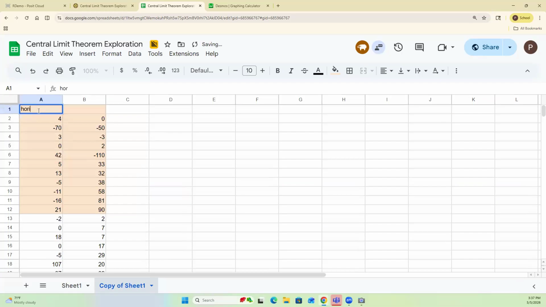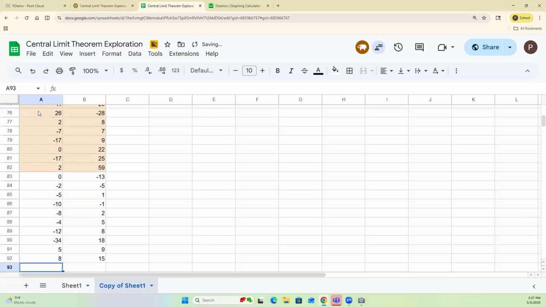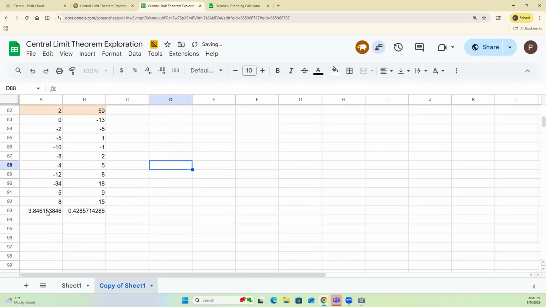This is horizontal and vertical. And let me just find the average. So that was our average horizontal displacement. That was our average vertical displacement in centimeters. How big is 0.42 centimeters? It's pretty small, right? Even 3.8 centimeters, that's less than 2 inches.